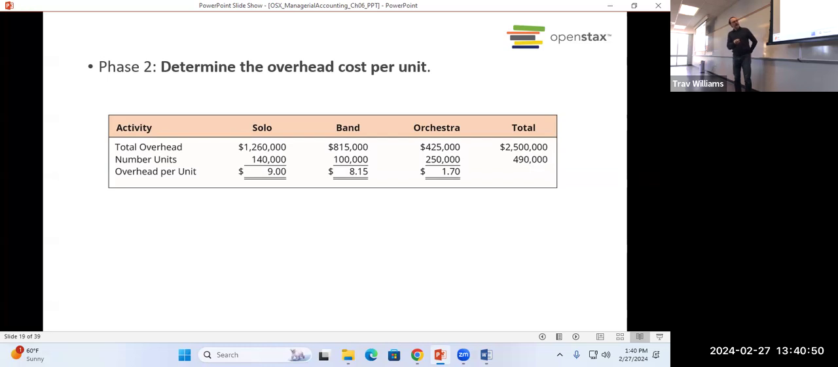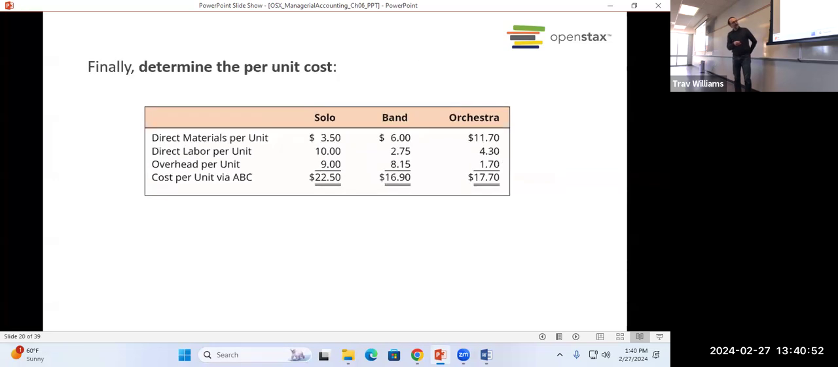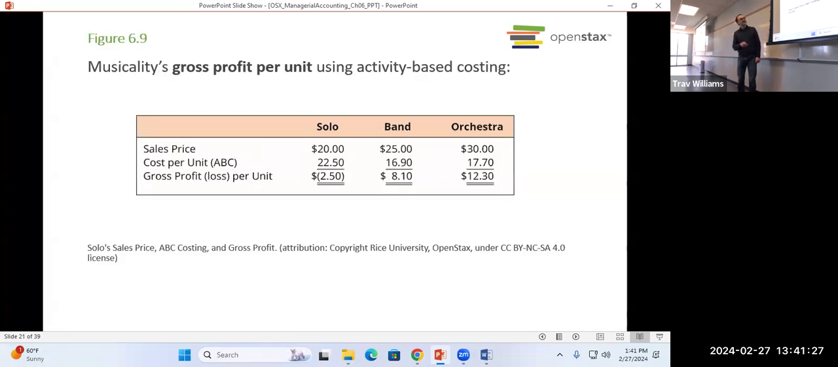So now we have these 3 overhead rates. If we then plug those in, we add them to the direct labor and direct materials, we get our cost per unit using ABC costing. In this case, our solo product turns out the most expensive. Now remember, I said the ABC method is more precise, more time consuming, but it's more precise. So it might be worth it to go through that process and see, wow, this our cheapest product has the highest cost. That might be a little bit of an issue, right?